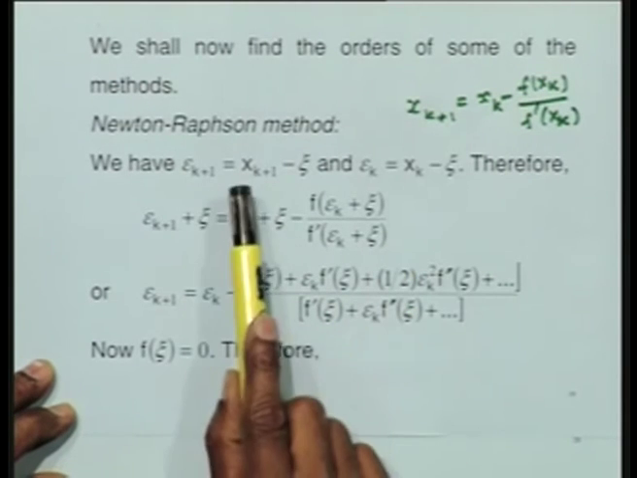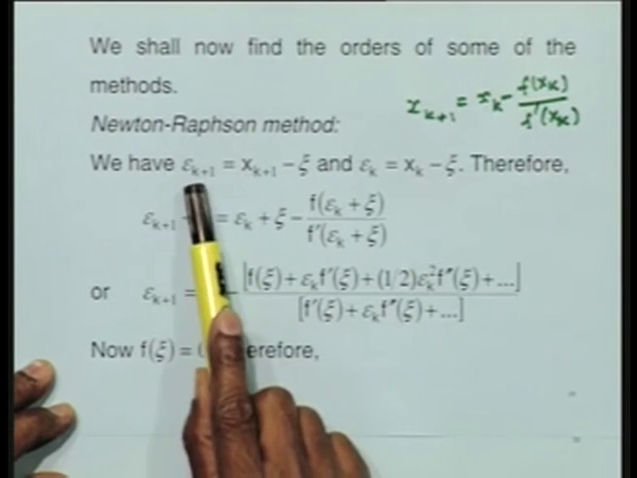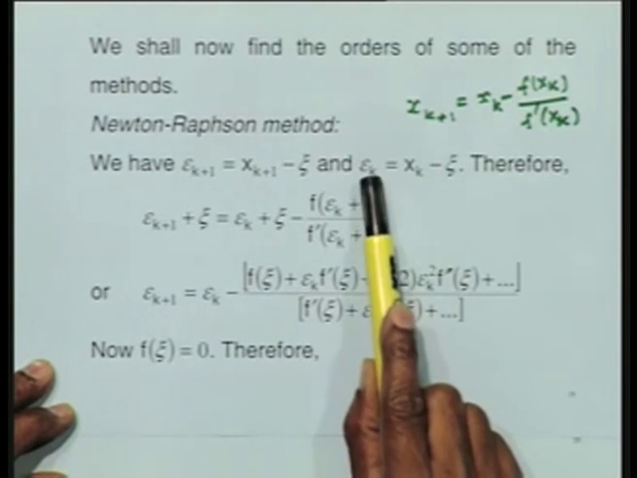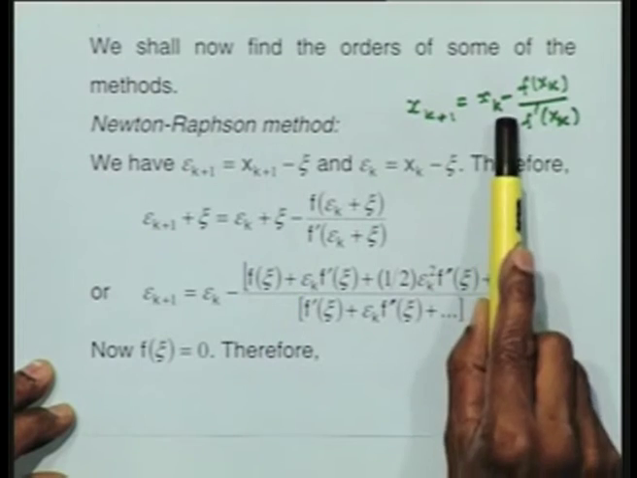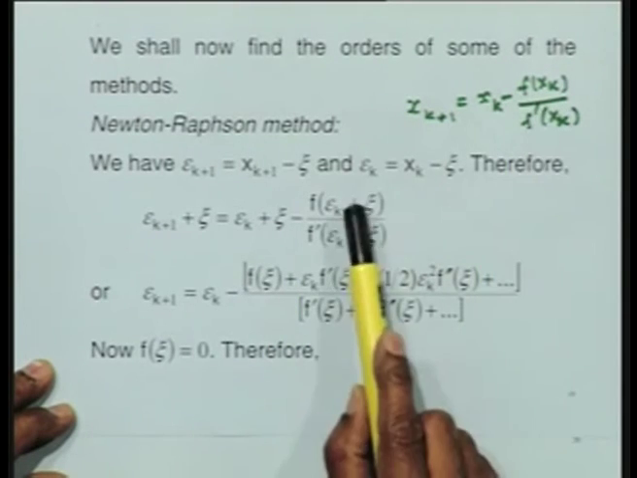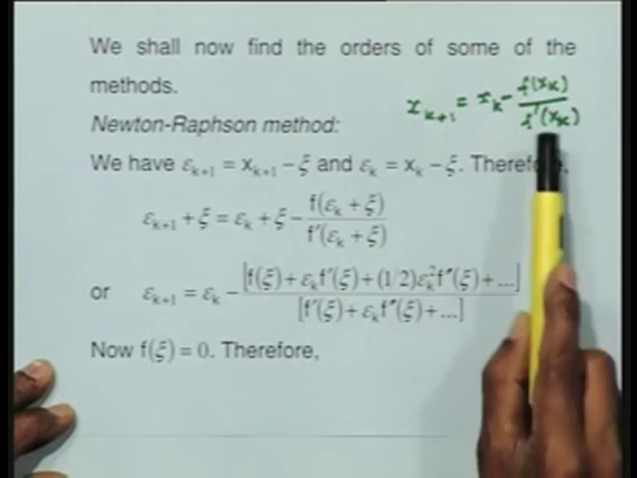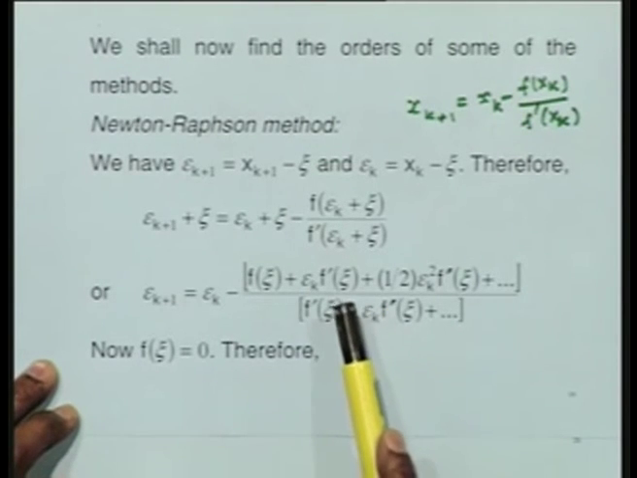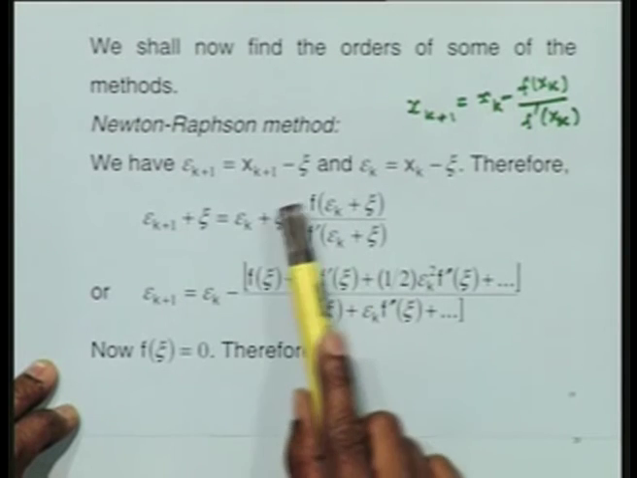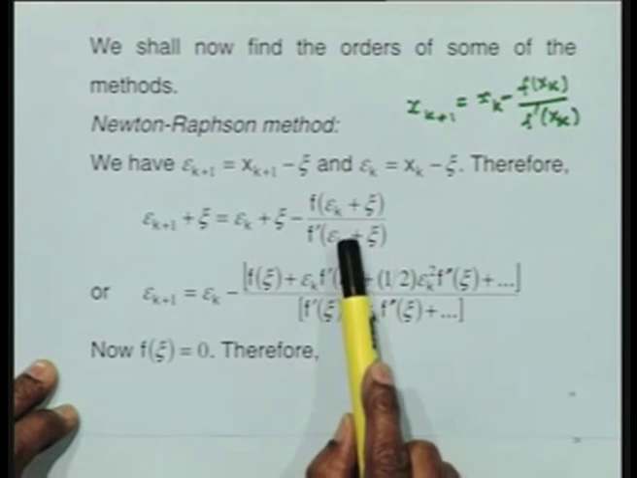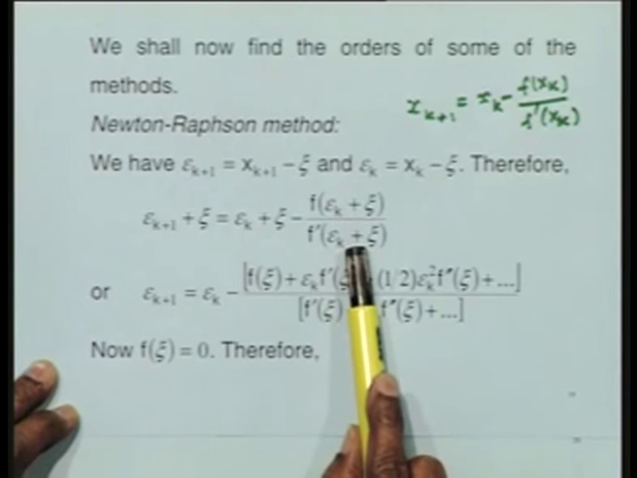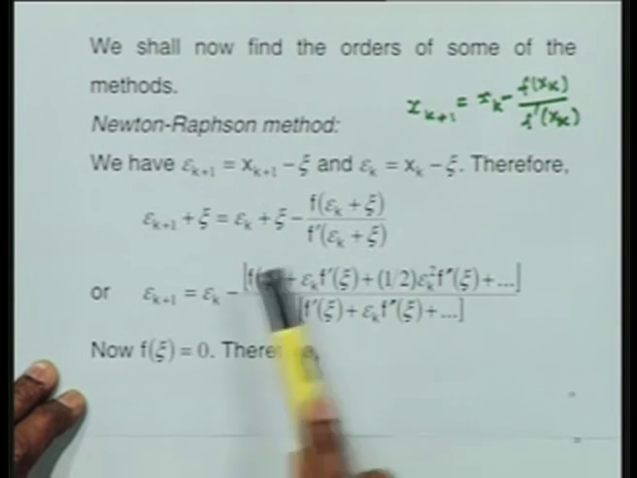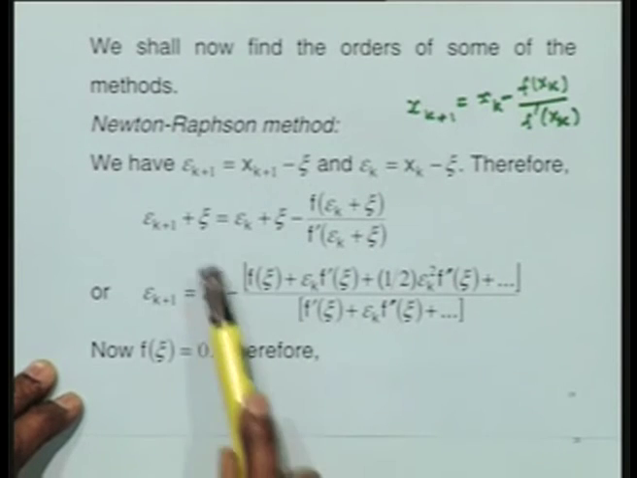Therefore I am substituting for x k plus 1 here, that is epsilon k plus 1 plus xi, x k is epsilon k plus xi, f of x k is again f of epsilon k plus xi, over f prime of epsilon k plus xi. Now as I was saying, what we do here is we Taylor expand all these quantities, that is, the functions that are there. The denominator shall be taken to the numerator and then expanded. So let us open this up.